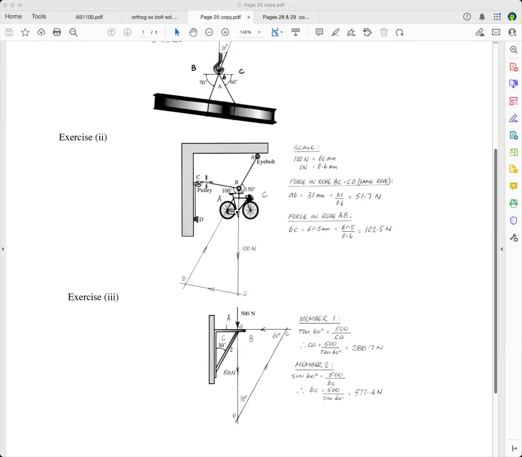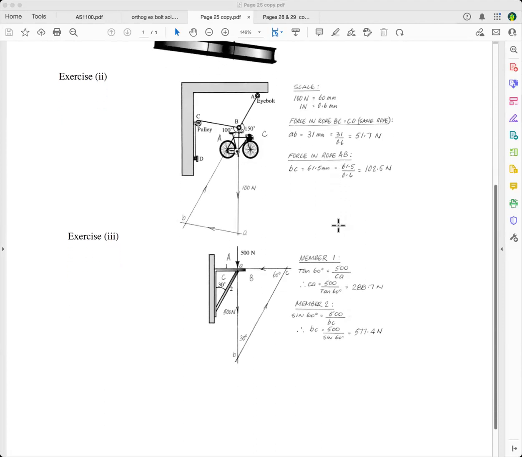And they asked you to find the force in cable BC and CD, but because it's a cable, it can only have one force in it. So the force in CD is exactly equal to the force in BC. So that's how you do that one. And you can use the sine rule if you want to. You've got to work out all these angles here. But as I said, my advice is to use graphical, because graphical is quite easy.